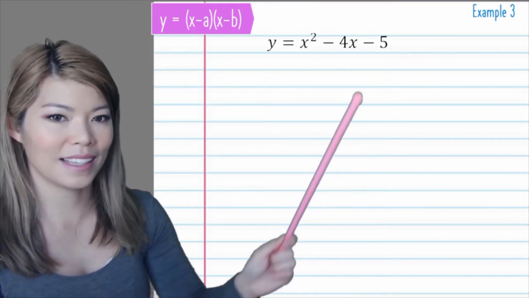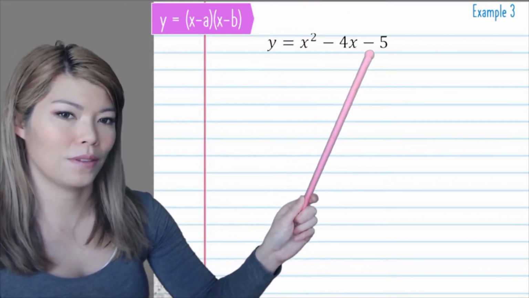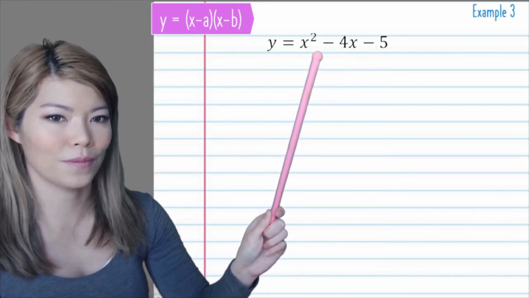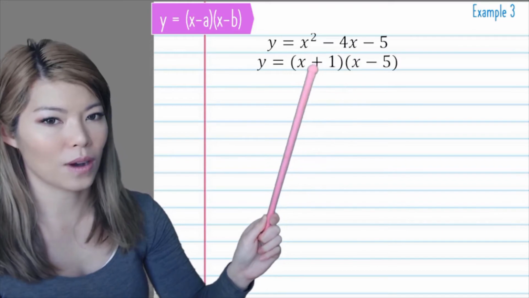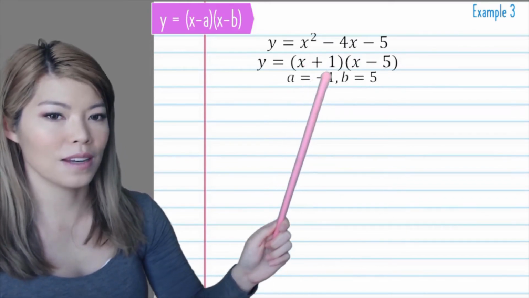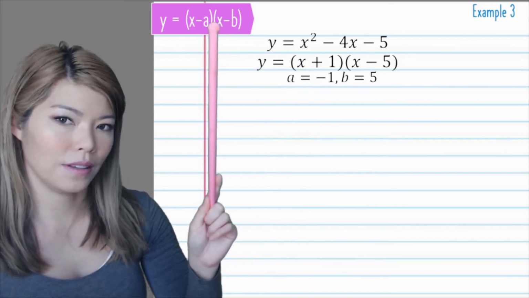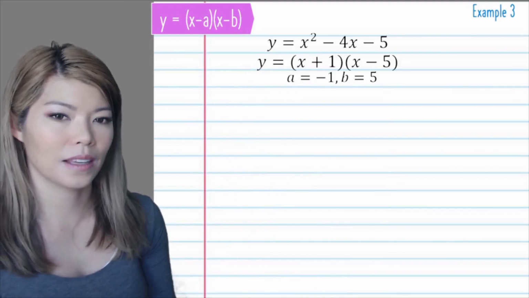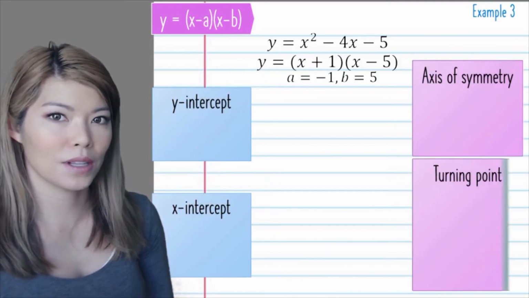Example 3. This time we have to factorize to get to that form. So what two numbers multiply to give negative 5 and add to negative 4? 5 minus 1 is 4, minus 5 plus 1 is 4. So minus 5 and 1. So our a is negative 1 and our b is 5. Be very careful that a is negative 1 because of that formula there. So now we can work out our y-intercept, x-intercept, axis of symmetry, and turning point.